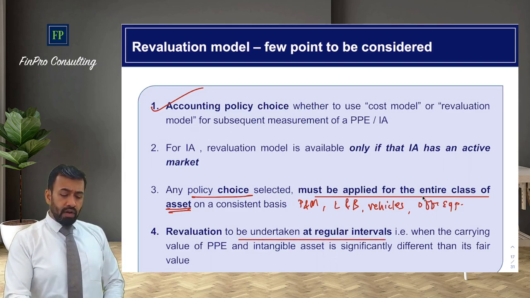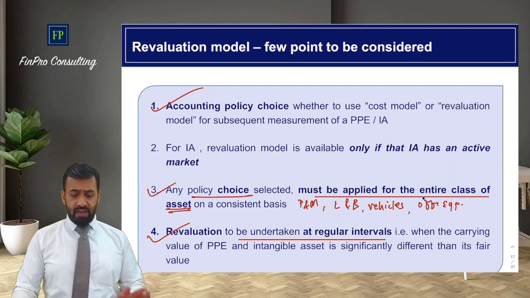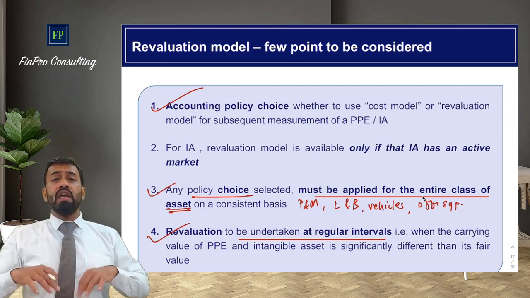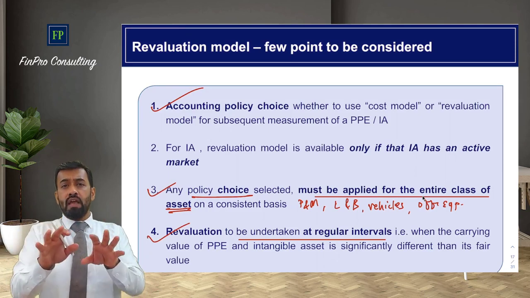Revaluation to be taken at regular intervals. We had done this. We had seen this. It's only with respect to intangible asset we have to see. We'll quickly see that and then we'll see how to account for gains and losses which are resulting out of the revaluation.